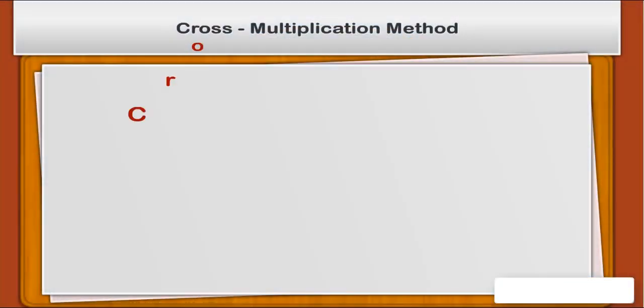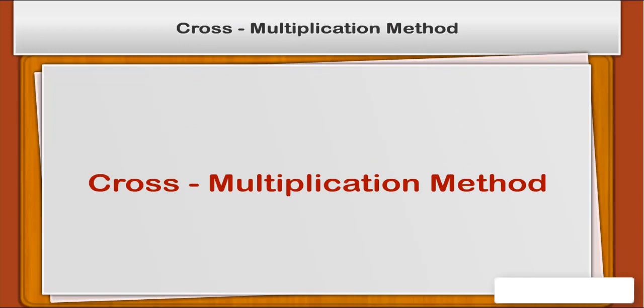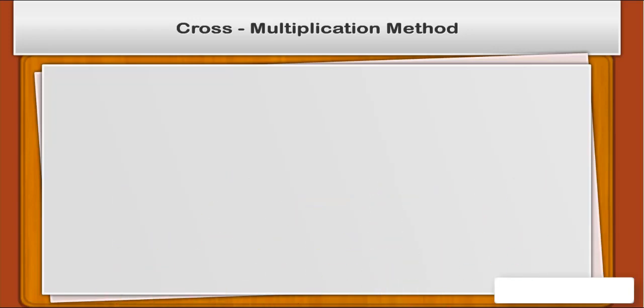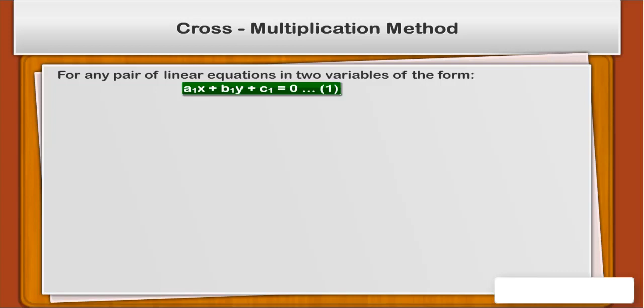Cross multiplication method. Now, we introduce one more algebraic method, cross multiplication method, to solve a pair of linear equations, which for many reasons is a very useful method of solving these equations. For any pair of linear equations in two variables of the form a1x plus b1y plus c1 is equal to 0, this is equation 1. And a2x plus b2y plus c2 is equal to 0, this is equation 2.